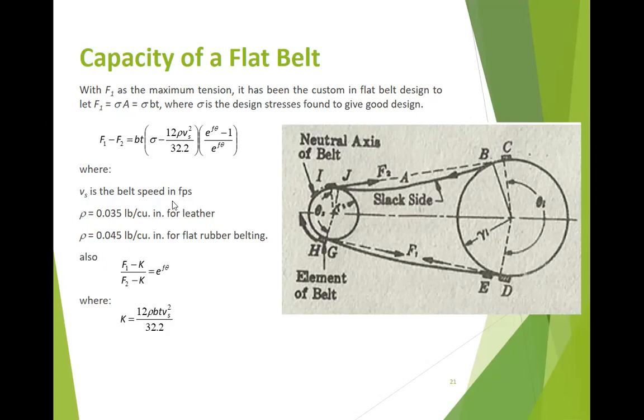Where BS is the belt speed in feet per second, rho is 0.035 pound per cubic inch for leather, and rho is equal to 0.045 pound per cubic inch for flat rubber belting. Also, F1 minus K over F2 minus K is equal to e to the f theta, where K is equal to 12 rho BT BS squared over 32.2. Ito yung typical force. Basa mo sa elements niya. B is the width ng belt across this paper, and T is yung thickness ng belt.